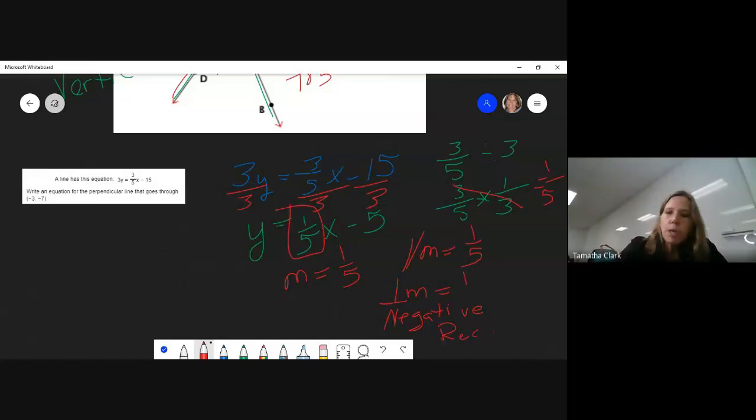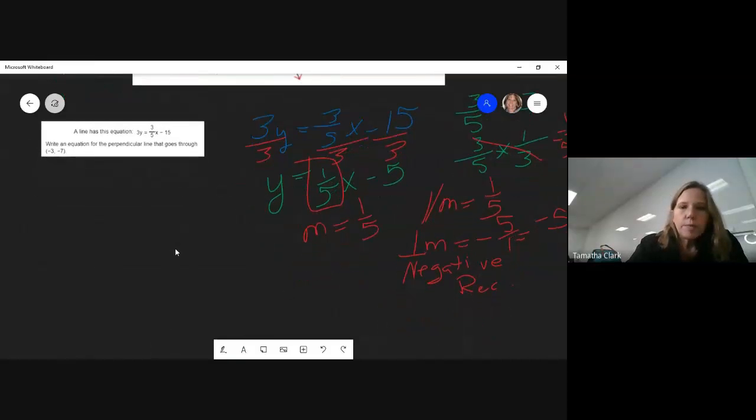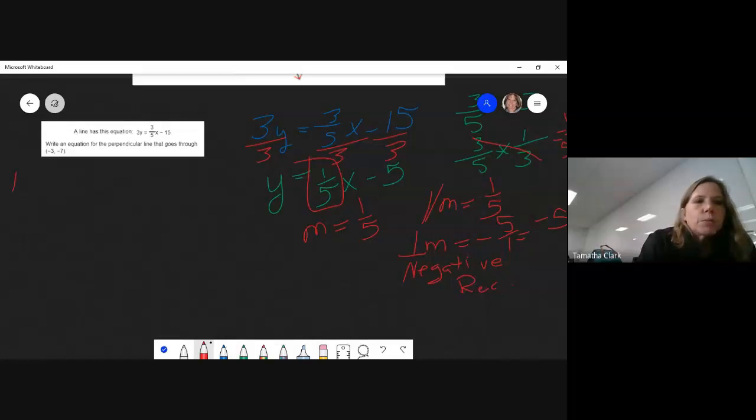So instead of it being 1/5, it's going to be a negative because it's opposite, and our first one was positive, and we flip it over. So 5 over 1. So a negative 5 over 1 is negative 5. Okay, so negative reciprocal, that's the key thing. So our perpendicular slope is just that, equal to negative 5.